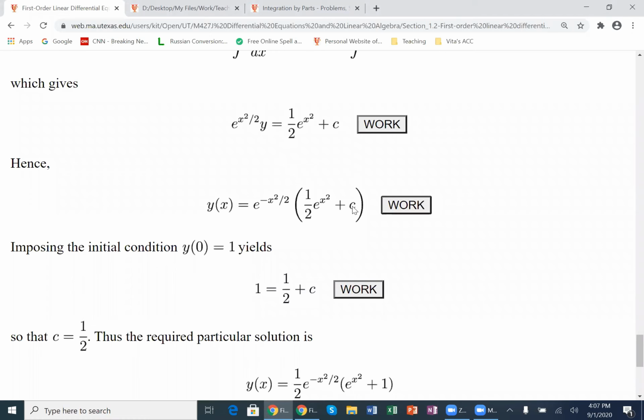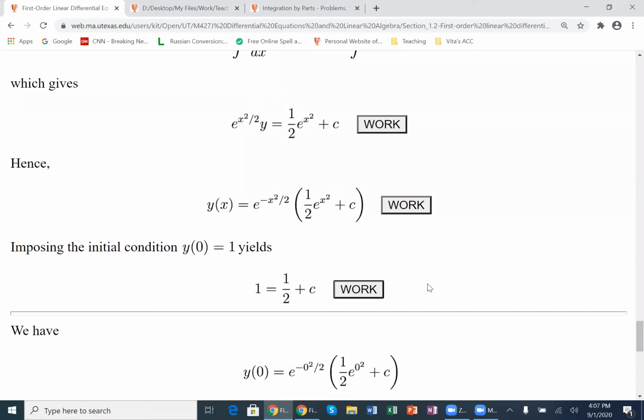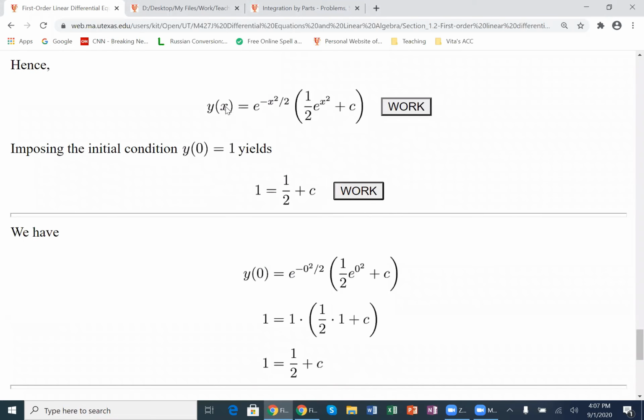And now it's time to find c. So we use the given initial condition. We replace x in all three cases by 0. Y of 0 is equal to 1. We replace y of 0 by 1. E to 0 is 1. E to 0 is 1. And after simplifications, we get exactly what is written here.